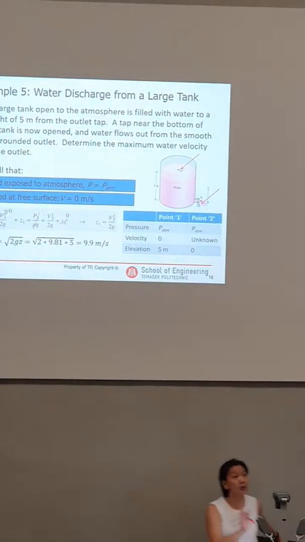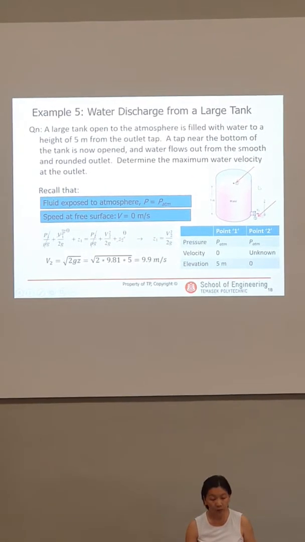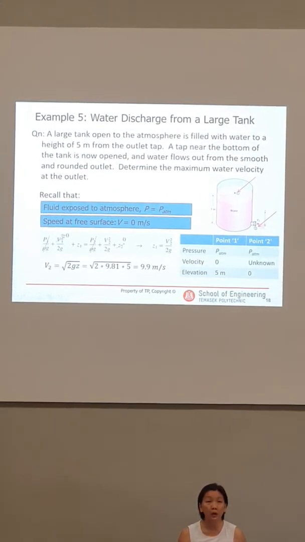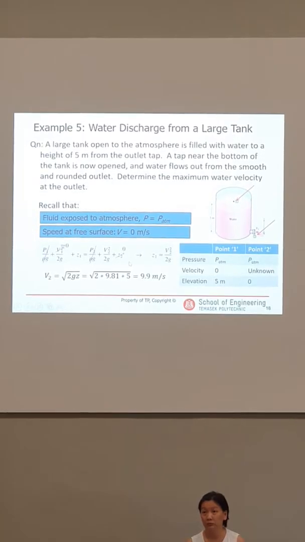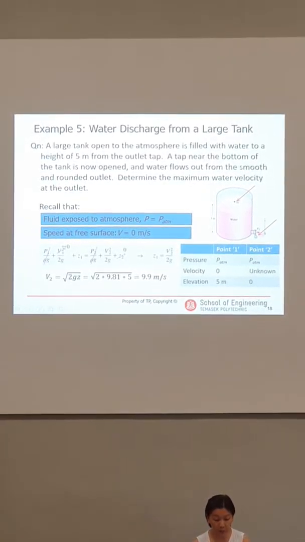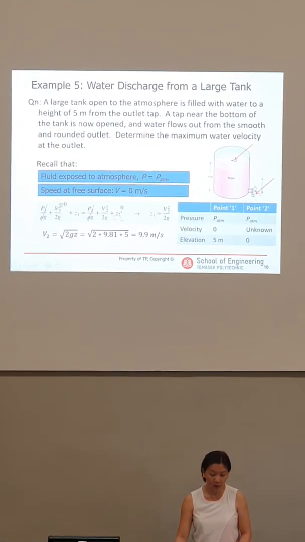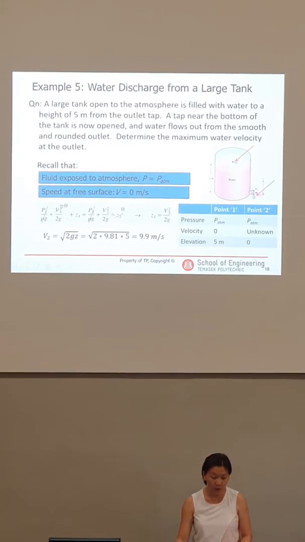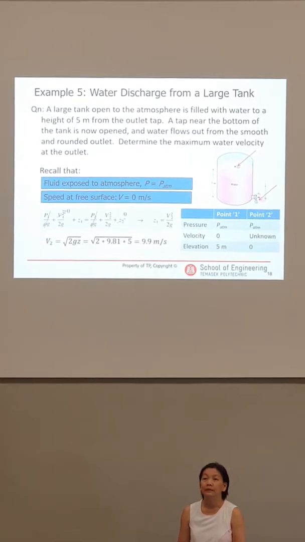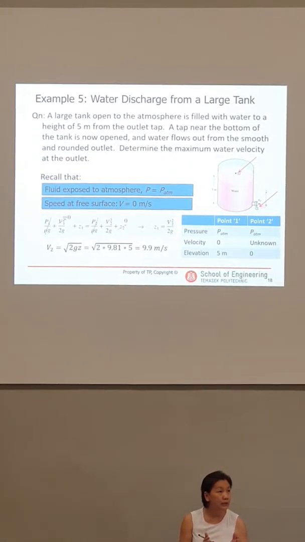There is no right, no wrong. If you fix your reference here, you indicate this as 0 and this as minus 5. After rearranging, you will still get the same answer. If you don't believe me, try it out. Put this as 0, put this as minus 5, bring this V2 over, and you will get exactly the same answer. So there is no fixed rule where you should fix the datum.